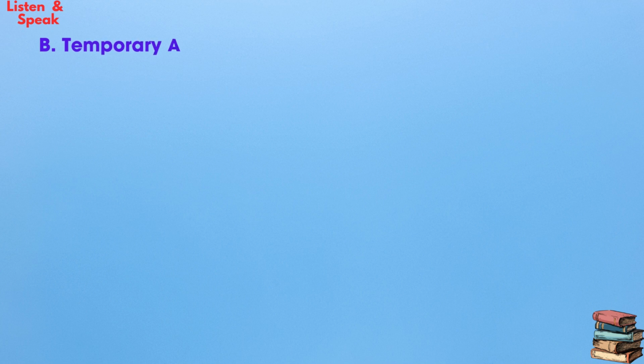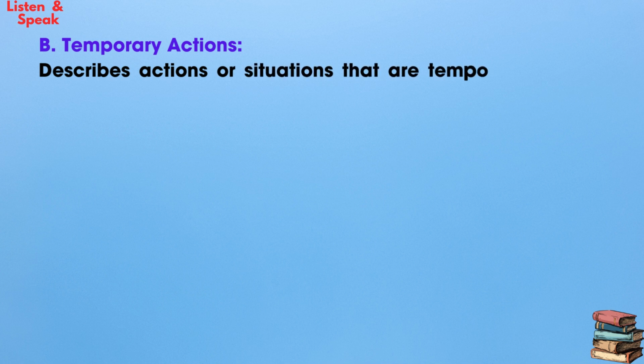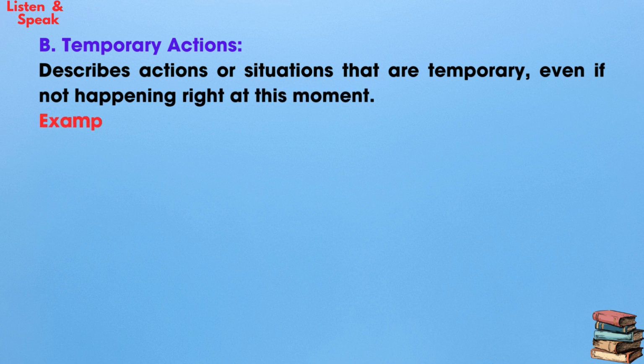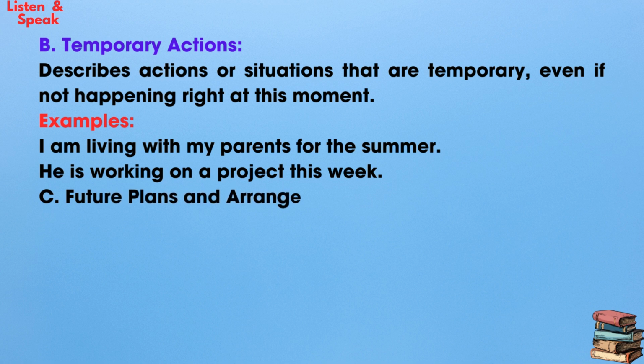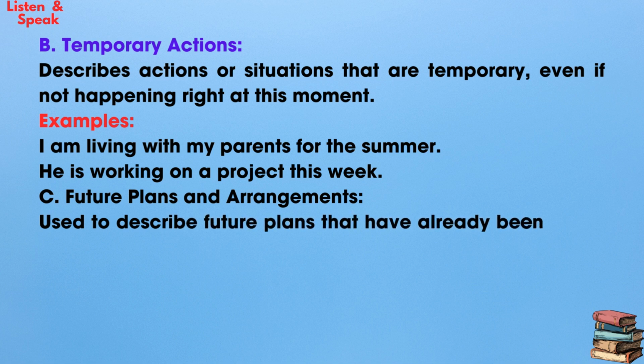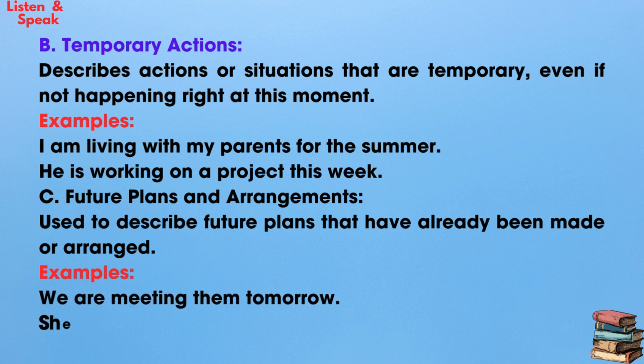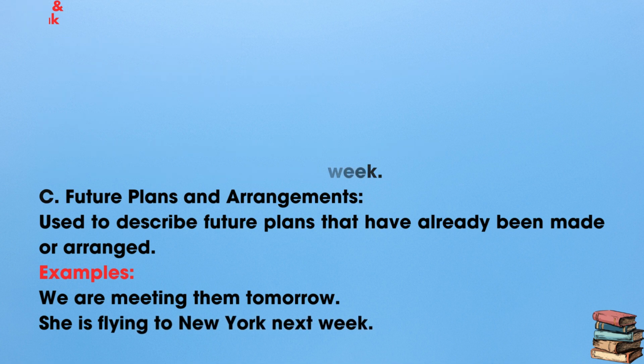B. Temporary actions. Describes actions or situations that are temporary, even if not happening right at this moment. Examples: I am living with my parents for the summer. He is working on a project this week. C. Future plans and arrangements. Used to describe future plans that have already been made or arranged. Examples: We are meeting them tomorrow. She is flying to New York next week.